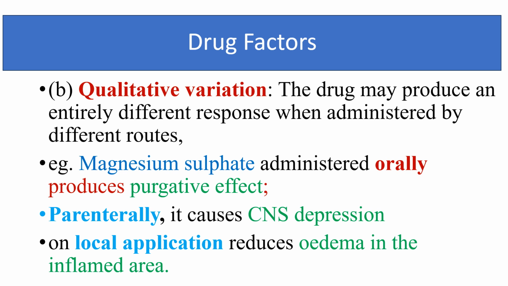Qualitative variation: the drug may produce an entirely different response when administered by a different route. An example is magnesium sulfate, which when administered orally produces a purgative effect. When magnesium sulfate is introduced parenterally, it causes CNS depression, so it can be used in eclampsia. And on local application, it reduces edema and inflammation of swelling.